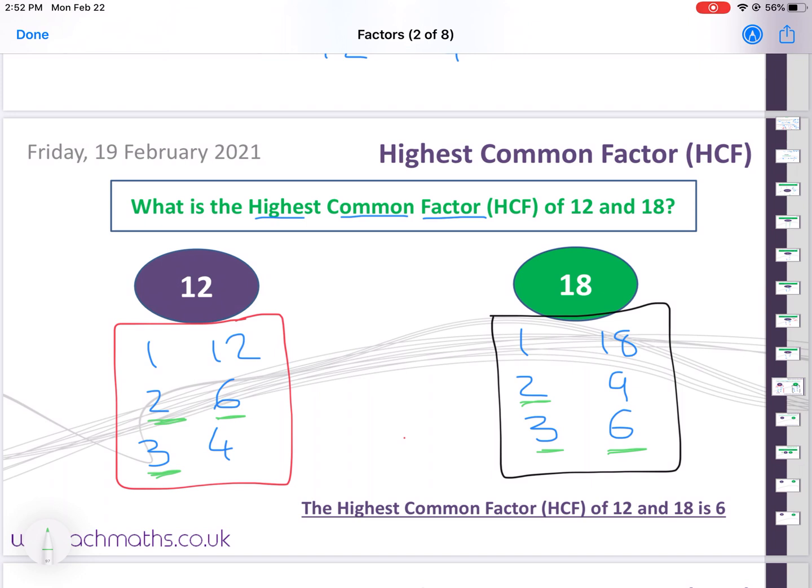When there are multiple ones that are common, we have to choose the highest one. So in this case, it is 6, which you can see there down the bottom. So the highest common factor of 12 and 18 has to be 6.